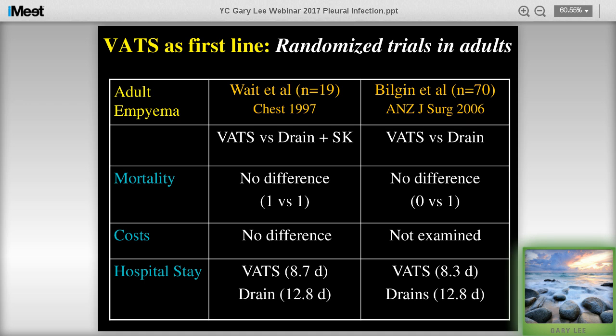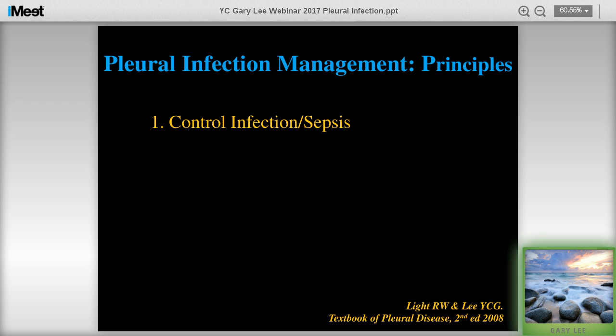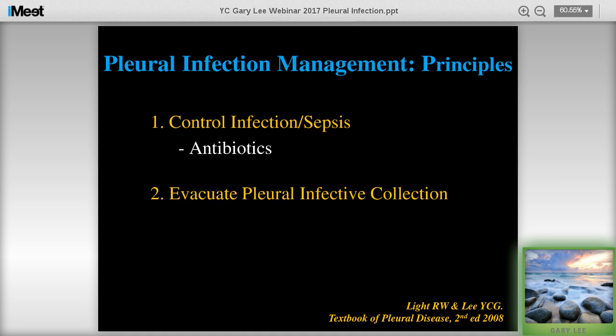This is 19 patients only in the study, 10 in each arm, and this study has been cited hundreds of times because this is the only randomized controlled trial comparing surgery in empyema. In both studies, there was no difference in the mortality, so surgery did not actually do too much better or worse, no difference in cost, but in both studies, there was a slight shortening of the number of days in hospital by surgery. The principles of management of pleural infection have not changed for the last many hundreds of years. Is to control the infection and sepsis with antibiotics and try to remove as much as possible the pleural infective collections.